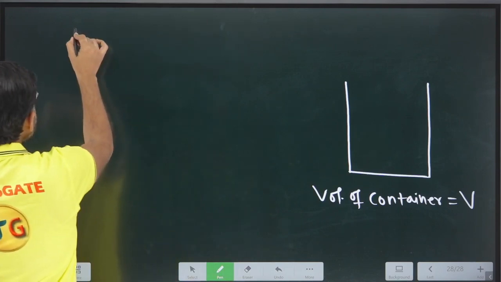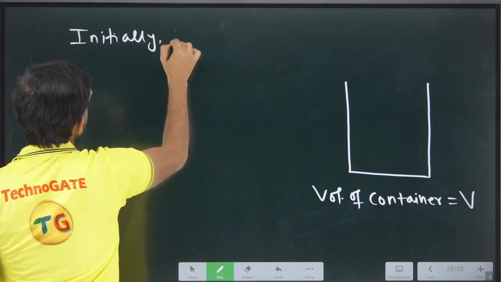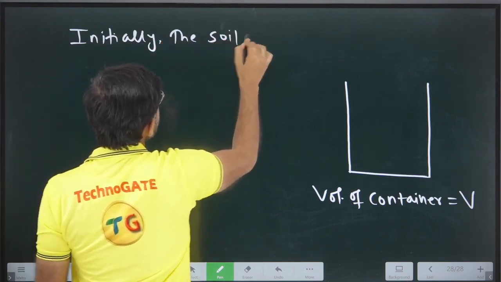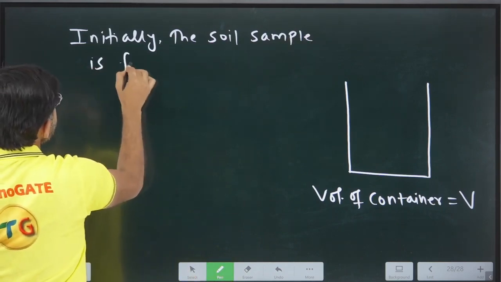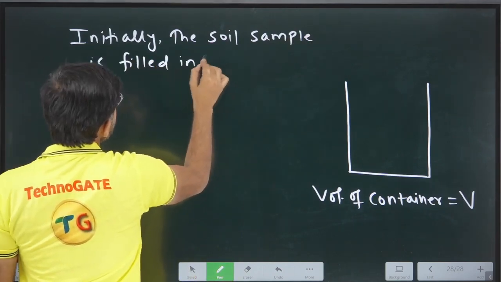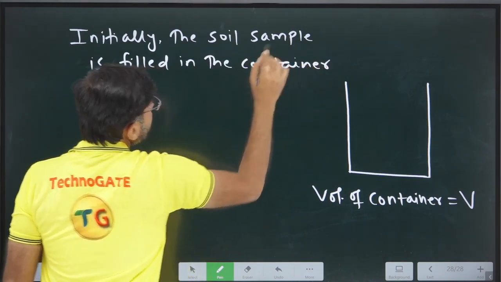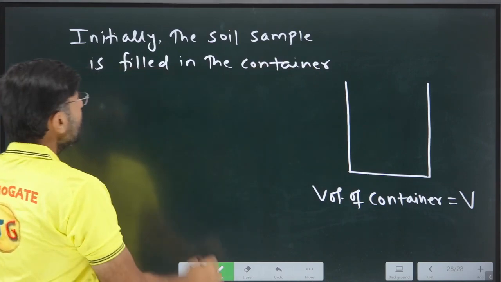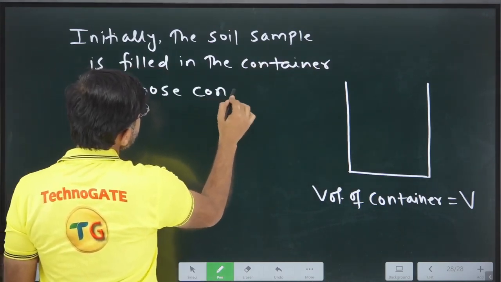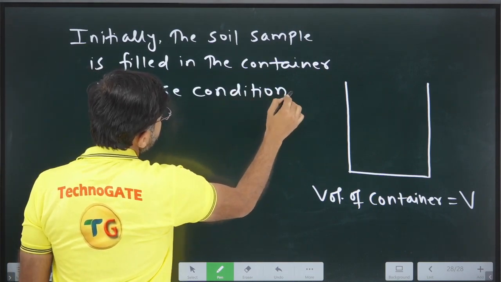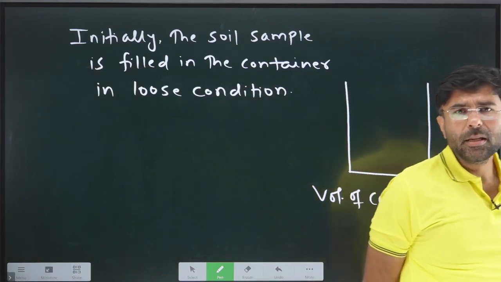So initially what I have done, the soil sample is filled in the container in loose condition. Initially, the sample will be filled in the container in loose condition.